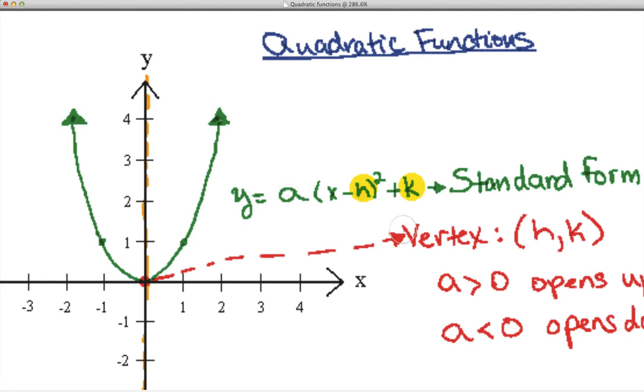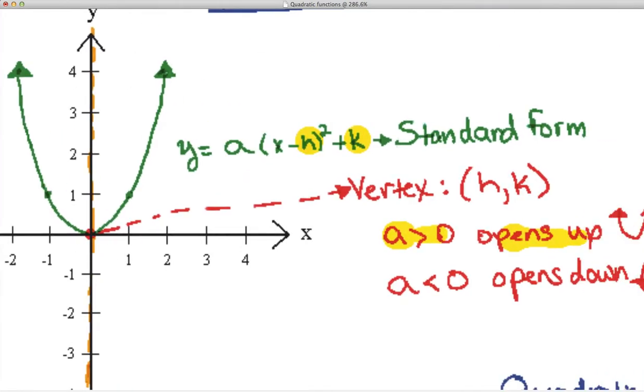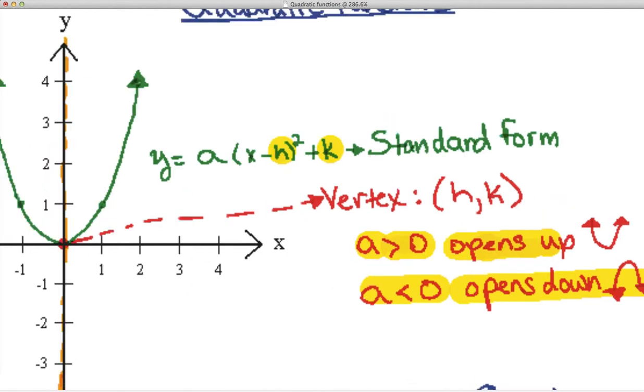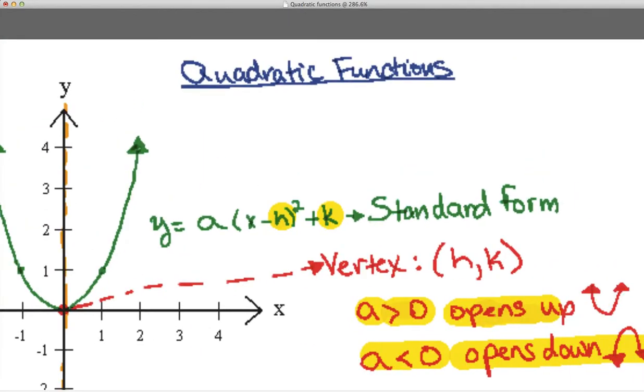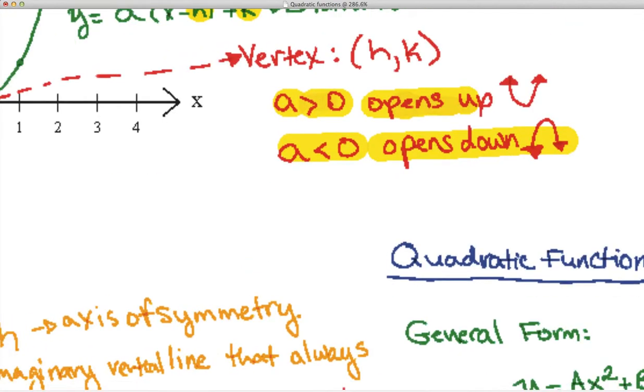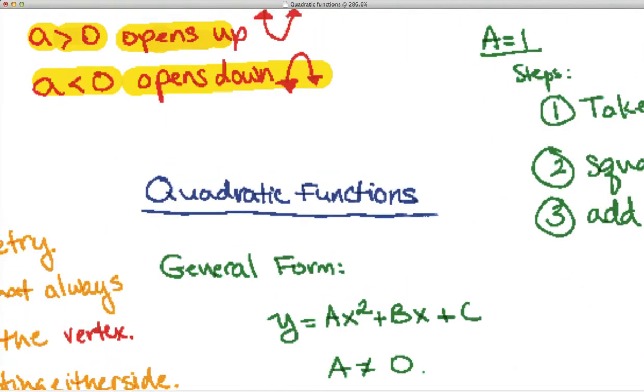And if a is greater than 0, it opens upwards, smile, some people say. And if it is less than 0, it opens downwards. Okay, just a few trends of the quadratic function. You might see the function not in standard form, but in general form. Okay. And the general form looks like that.